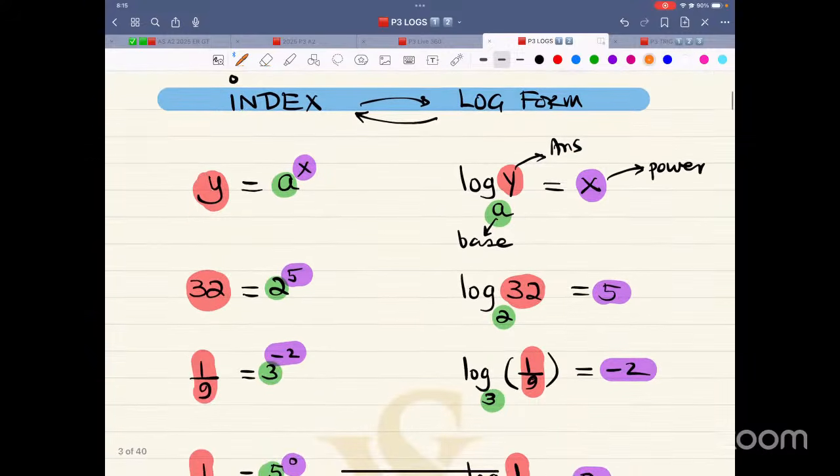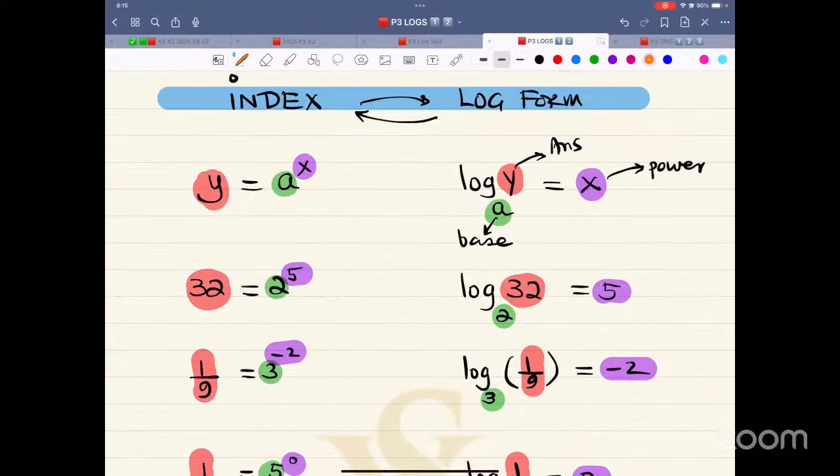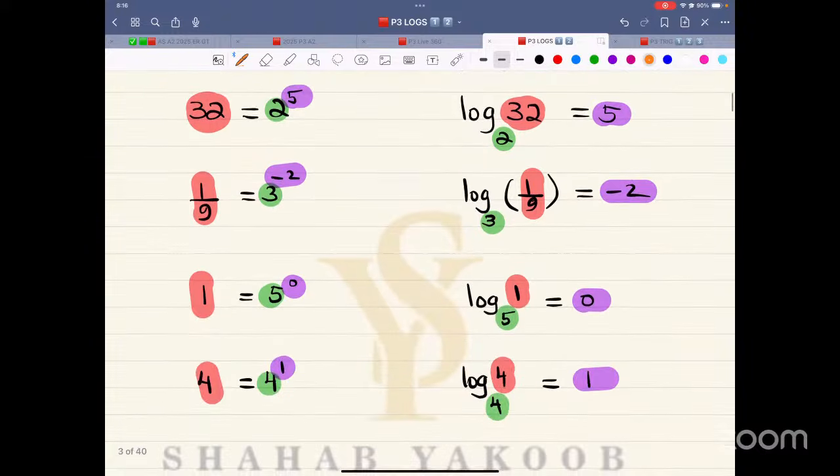So now the index to the log form, the heart and soul of pure maths, the conversion. It comes in differentiation, integration, differential equations a lot. So the index to the log form: y is equal to a power x, log y base a equals x. 32 is 2 power 5. Therefore, log 32 base 2 is 5. 1 over 9 is 3 power negative 2. Log 1 over 9 base 3 is negative 2.